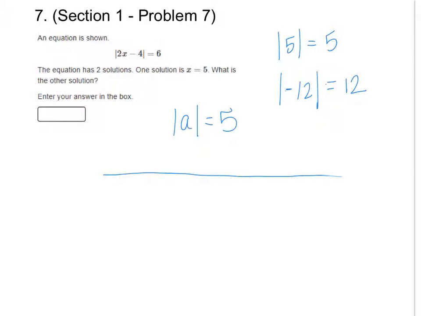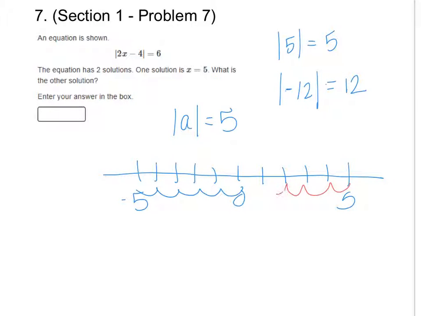Well, there are two numbers that have an absolute value of 5. 5 and negative 5, right? So there would be two answers for what A could be, right? A could be negative 5 because that's 5 away from 0. But A could also be positive 5 because positive 5 is also 5 away from 0.